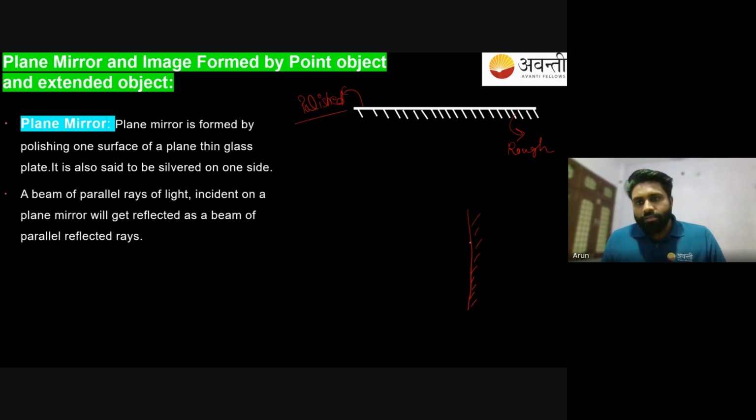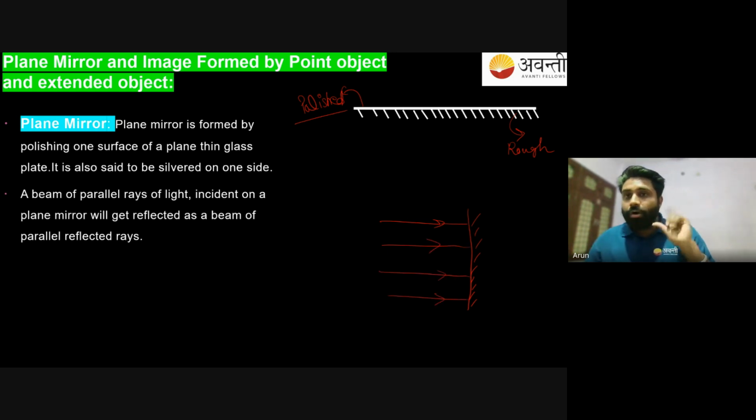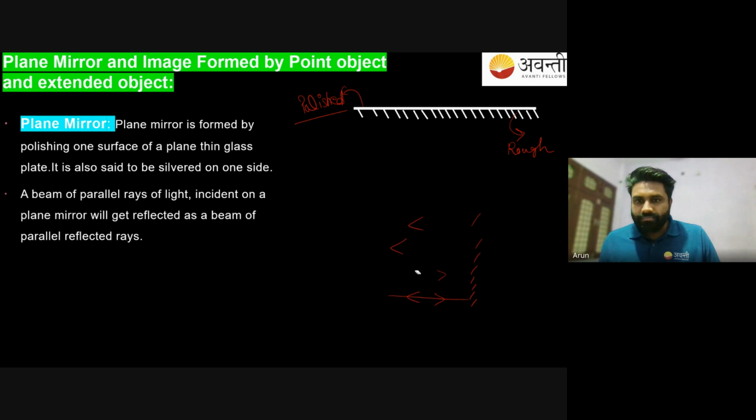Got it? So if a parallel beam of rays is sent to it like this, just recall, this is the reflection, and what kind of reflection? It is the normal reflection. So what would happen? They will be sent back to their places. That is why I have written here: parallel rays of light incident on a plane mirror will get reflected as a beam of parallel reflected rays. Okay, got it?